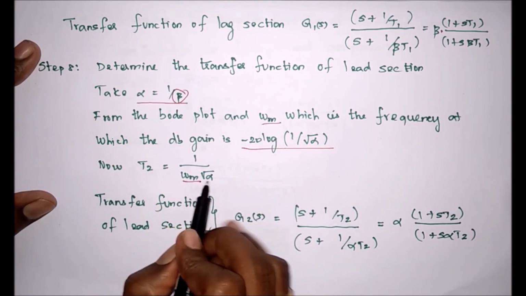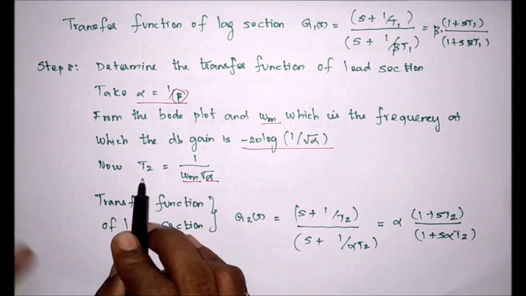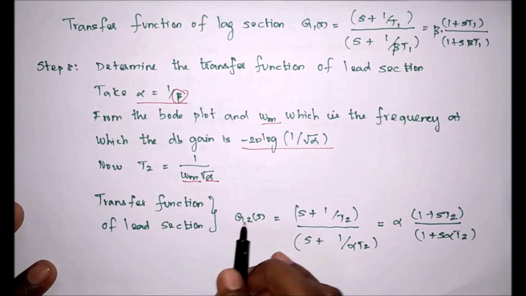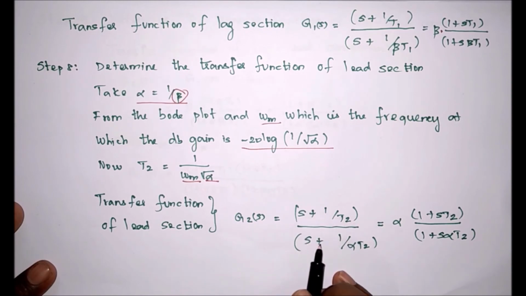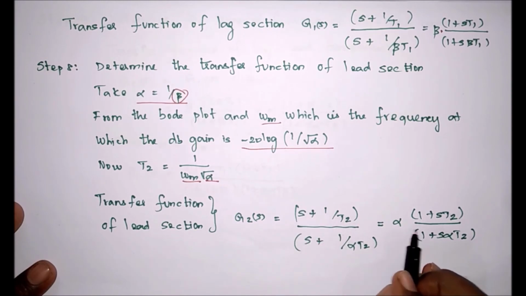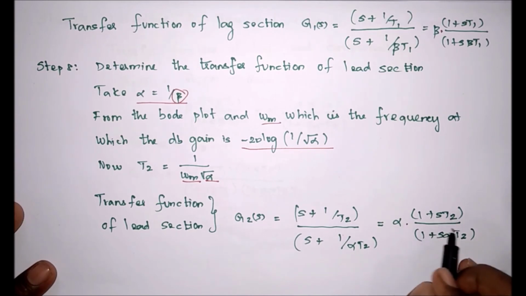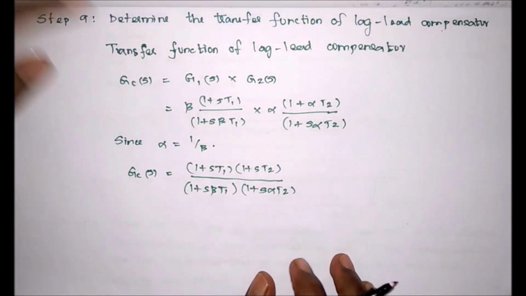From omega m, for alpha, we can find T2. By using T2, we can calculate the transfer function of the lead compensator, G2(S) equals (S plus 1 by T2) divided by (S plus 1 by alpha T2). After simplifying this, we will get alpha into (1 plus S T2) divided by (1 plus S alpha T2). So this is step 8.